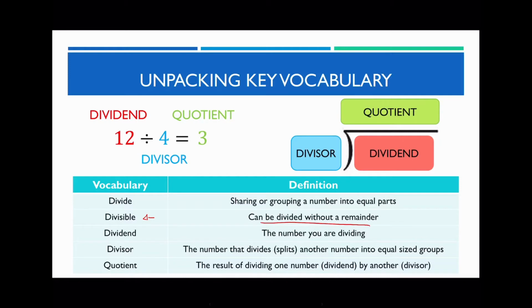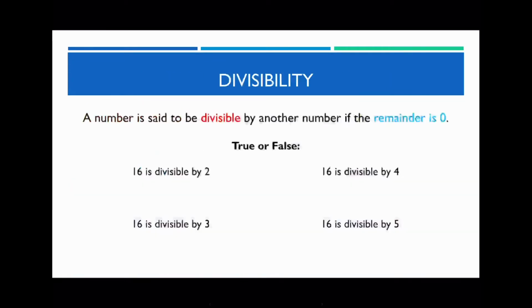And I've previously shown you the relationship between the dividend, the divisor, and the quotient. We said that the dividend is essentially the number that you are dividing. So over here, I've included that definition down below. This number here, the second number, is referred to as the divisor. The divisor is a number that divides the dividend into equal sized groups. And the answer of that is what we refer to as the quotient.